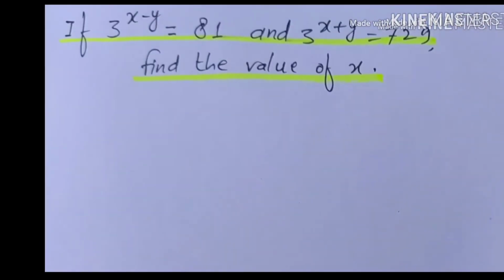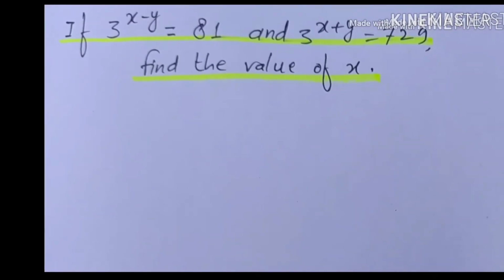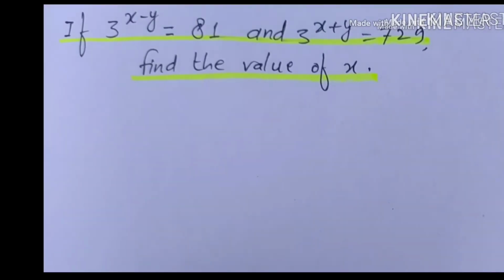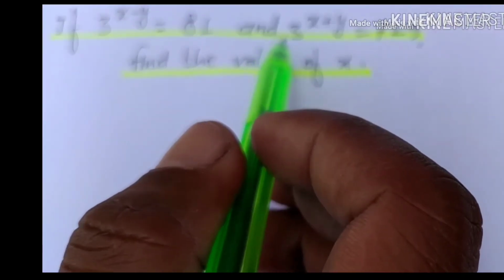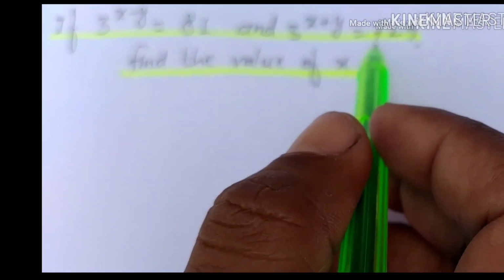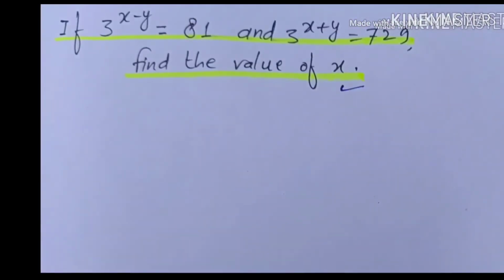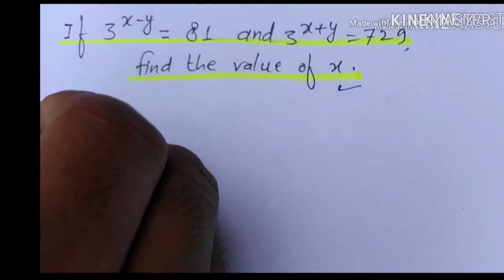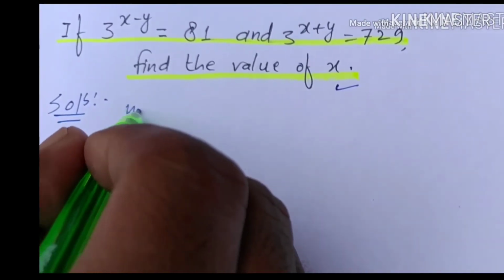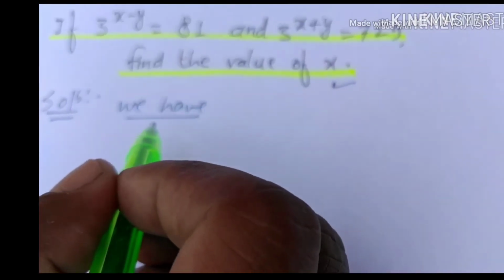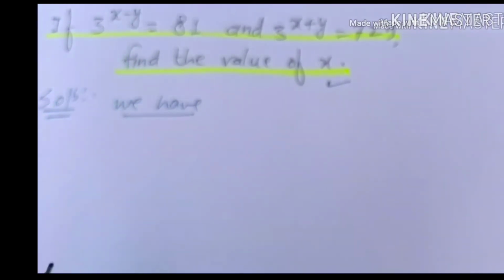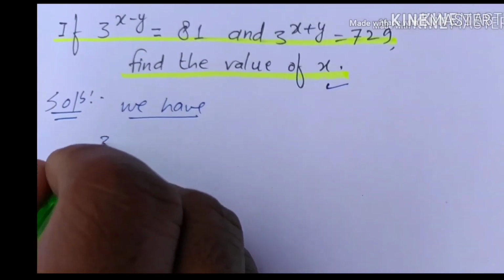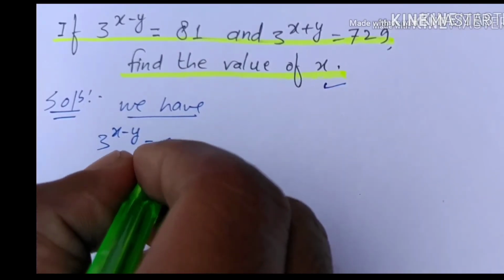Dear students, now I'm going to do another question, which is a short question, and it was found in the search engine. Okay, the question is given by, if 3 power x minus y is equal to 81 and 3 power x plus y is equal to 729, then find the value of x. So the solution of this question is, we have 3 power x minus y is equal to 81.